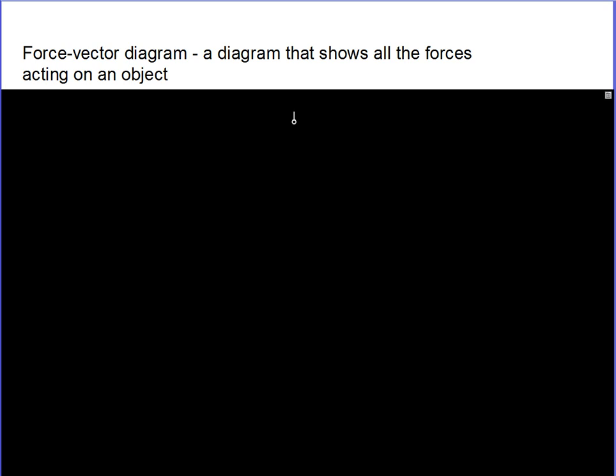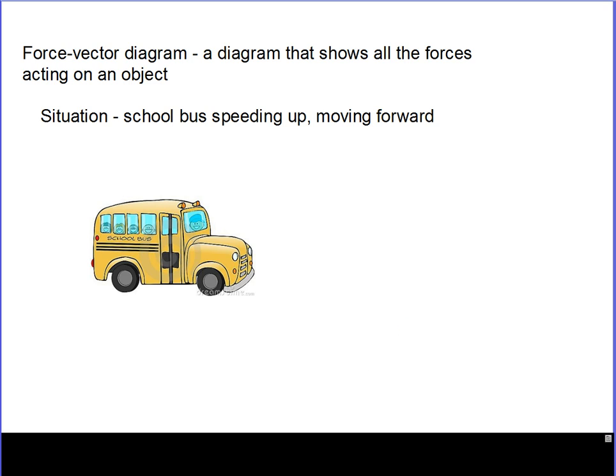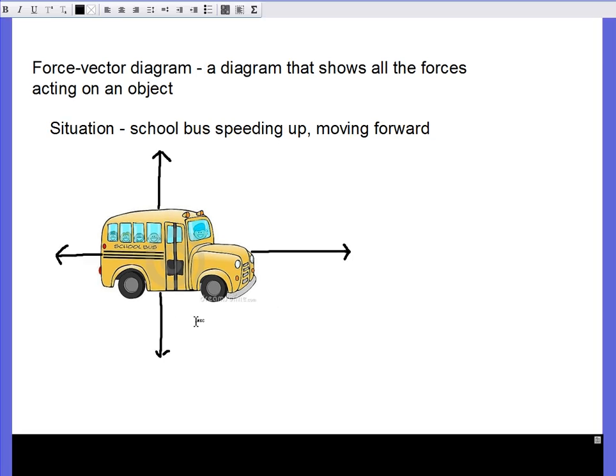So then, using that knowledge, we make what's called a force vector diagram, which is a diagram that shows all the forces acting on an object. So here we have a situation. This is a school bus speeding up, moving forward. And we're going to have 4 forces on this. So we're going to have a forward force, a backward force, an upward force, and a downward force. So that downward force is the force of the bus's weight.